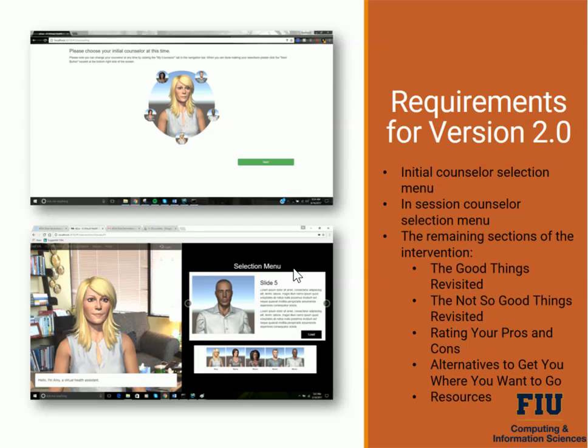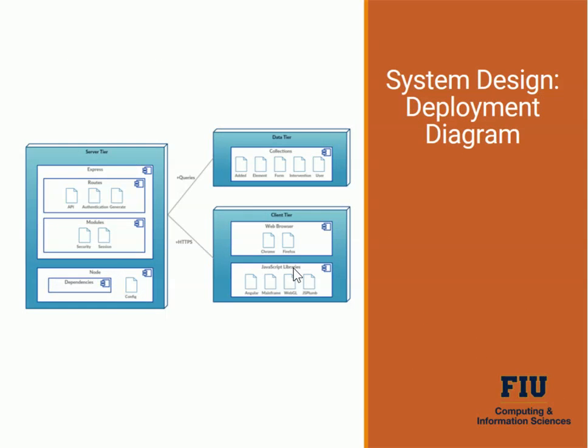Despite the current system having most of the intended basic functionality, it still lacked content from the original DCU, which needed to be added. Overall, during this iteration, we were responsible for creating the initial as well as the in-session counselor selection menus. In addition, we were responsible for completing the sections of the intervention that were not implemented during the last iterations. The framework for the system was created using MeanStack by the Effective Social Computing Laboratory.